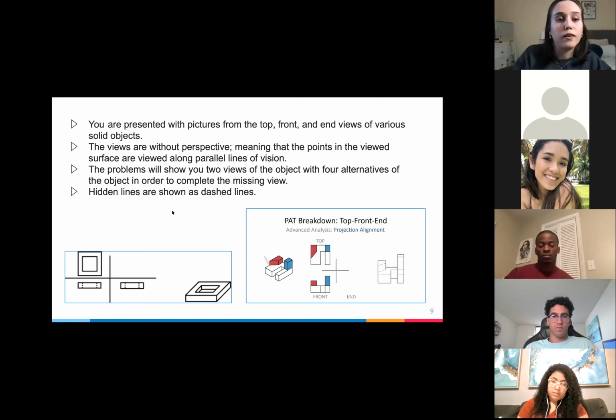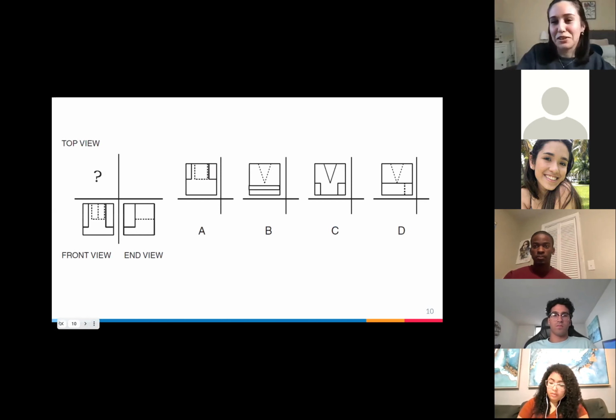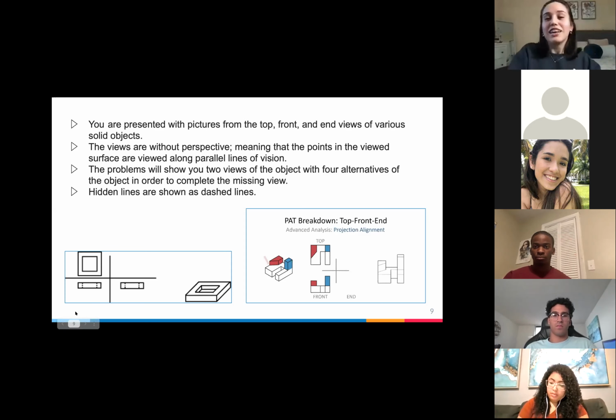And the way these kinds of questions work is that they give you two of the three views and you have to figure it out. Do they give you the object? No, I don't think they give you the object. Never mind, they don't give you the object. That would be stupid. So they give you two of the views and then you have to figure out the third. They can give you the top and the front and you have to figure out the end view.